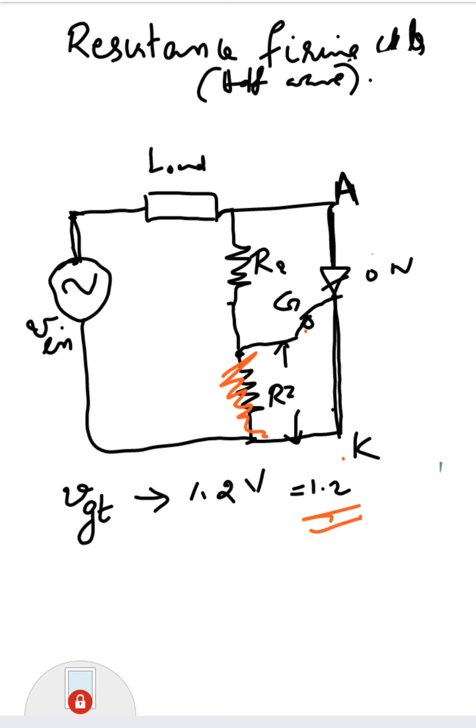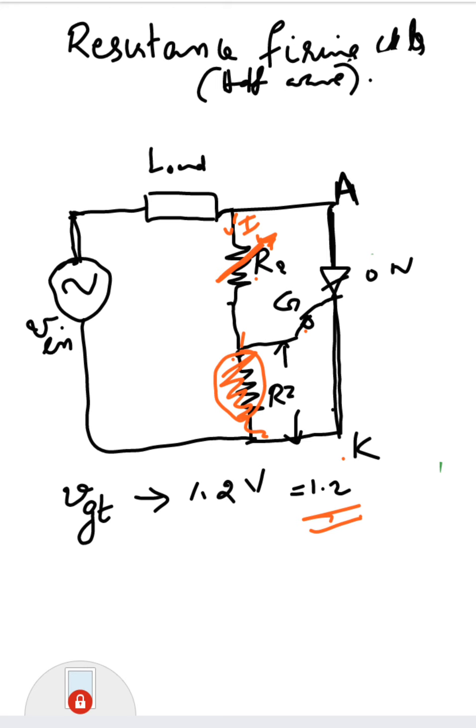That's why I have connected a variable resistance R2 here, because by adjusting this R2 you can control the current through this resistor. It can be at a high value, it can be at a very low value. Why is it very high? Because when the resistance is very low, the current will be high. The current will be high, which means the voltage drop across it will definitely be more. Within a less amount of time it will reach this VGT, so you can control in that way.